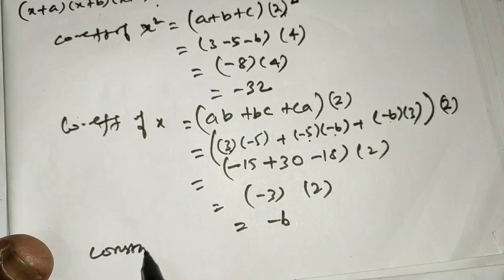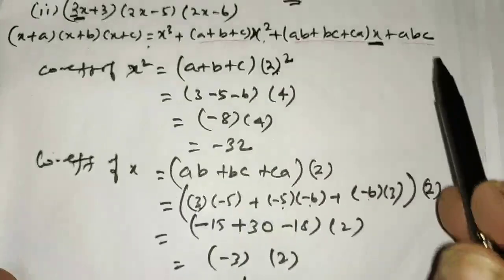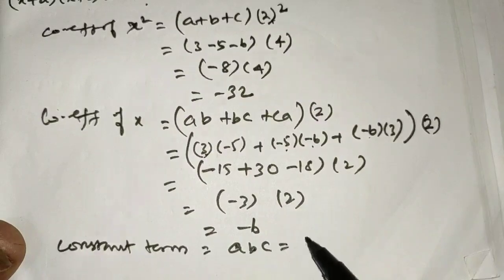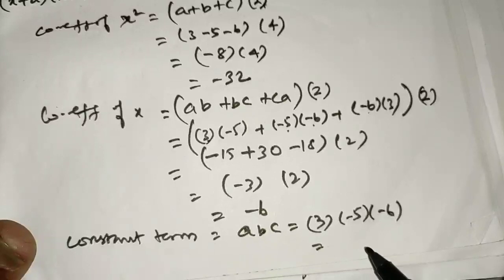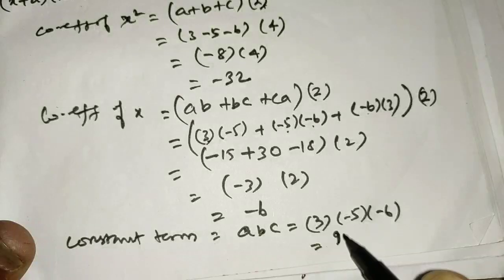Then the constant term. The constant term is free from x. We have only a into b into c. So you get the value of a into b into c as 3 into minus 5 into minus 6, which is 30 into 3 gives 90.